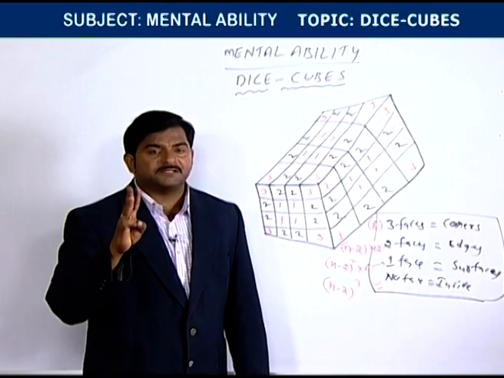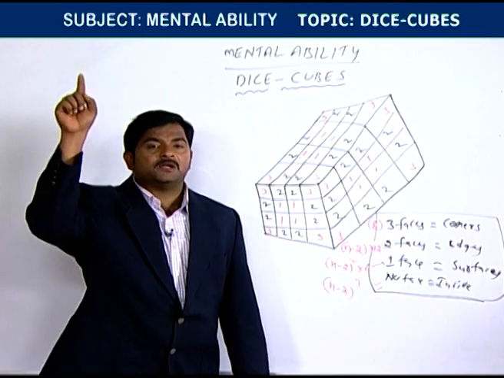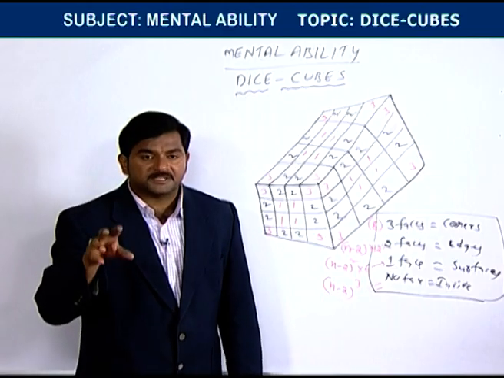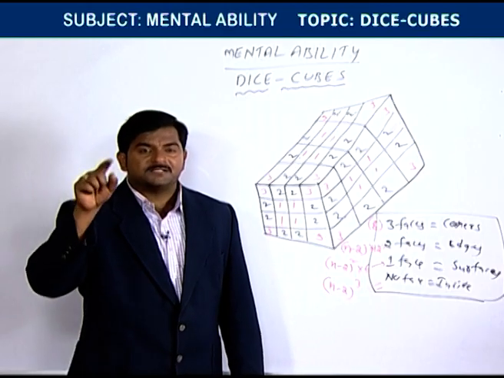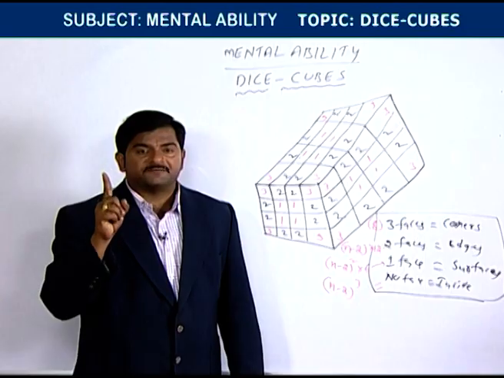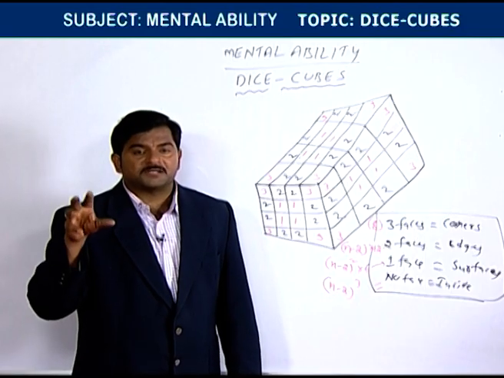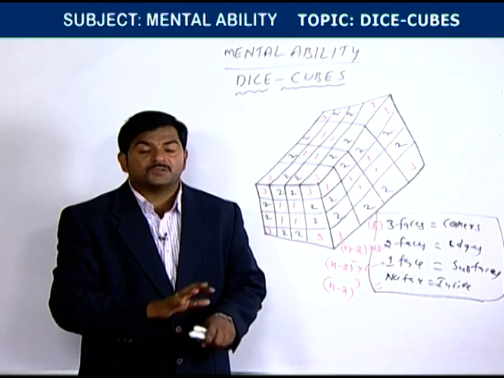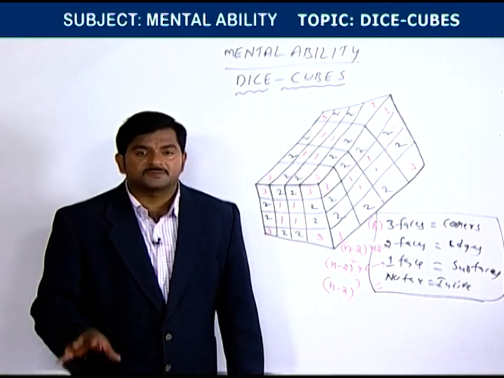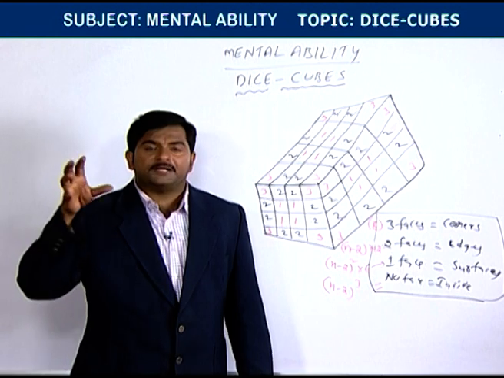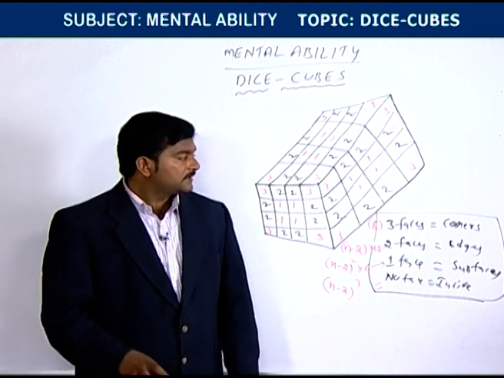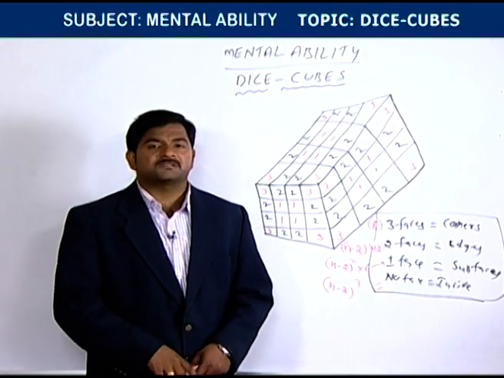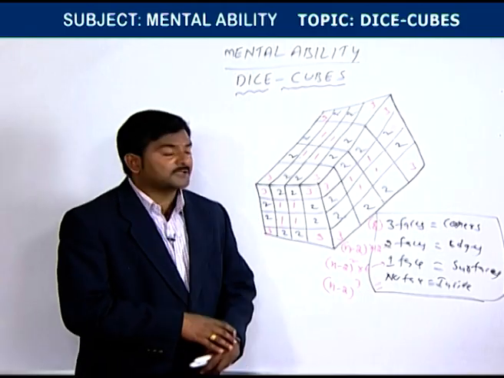3 surfaces painted small cubes can be available only on the corners of the big cube. 2 surfaces painted small cubes can be present only on the edges of the big cube. 1 surface painted small cubes are present only on the surface of the big cube, and no surface painted small cubes are present only inside the big cube. Okay, so these are the 4 different formulas and 4 different concepts. This is about the small cubes.